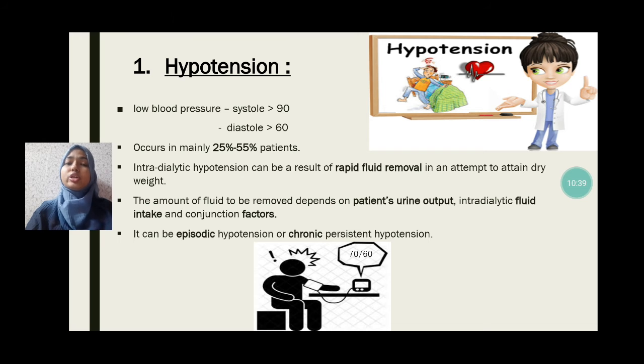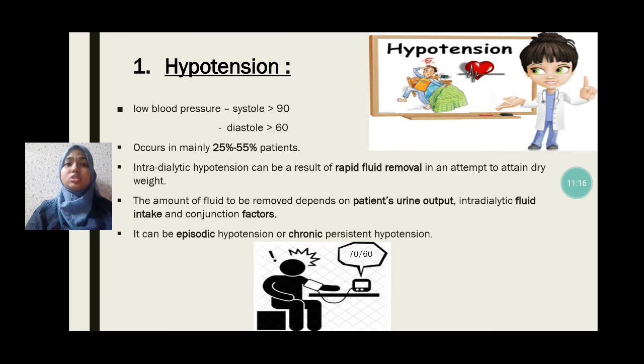So hypotension, what is hypotension? It is low blood pressure, in which the systolic is less than 90, and diastolic is less than 60. It occurs in the majority of patients. During dialysis, if hypotension is seen, it may be a result of rapid fluid removal. If fluid is removed rapidly from the body, then the patient will show hypotension.